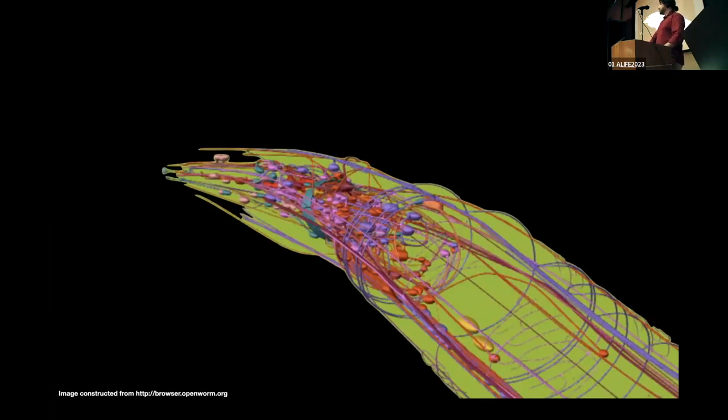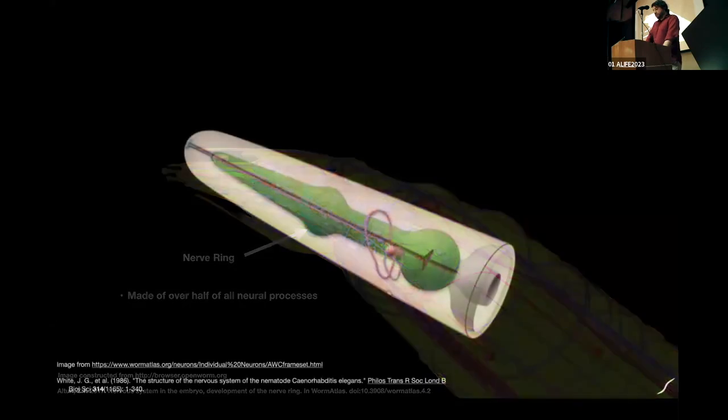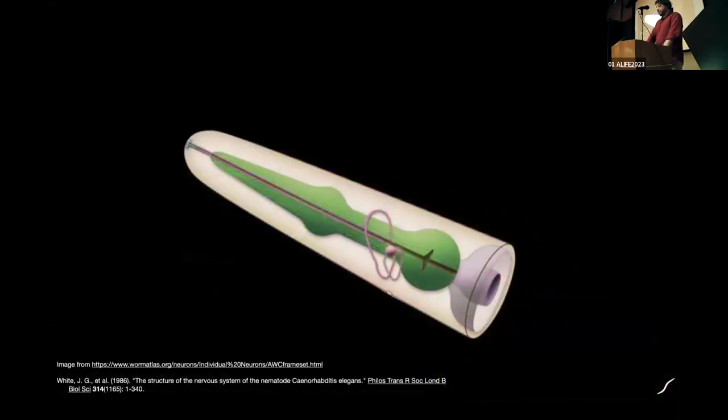And if you notice this teal little ring here, it's known as the nerve ring. And what's special about this is that over half of all neural processes pass through this. So this makes it a very dense area as far as neural construction goes in C. elegans.